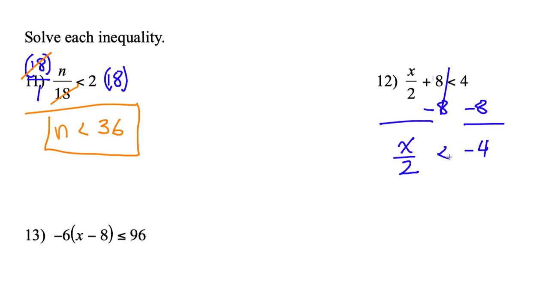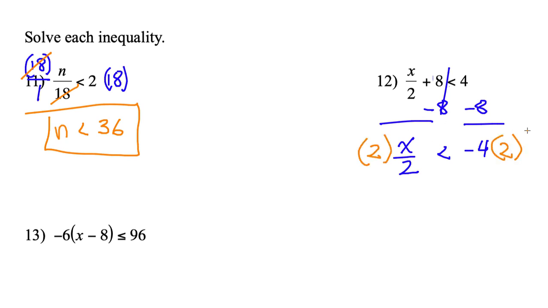And I'm going to copy down this inequality because I have not multiplied or divided by a negative. I only subtracted. There's no multiplication or division happening. Now the question is, how do I undo dividing by 2? What is the inverse operation of dividing by 2? And that's multiplying by 2. So multiply both sides by 2.